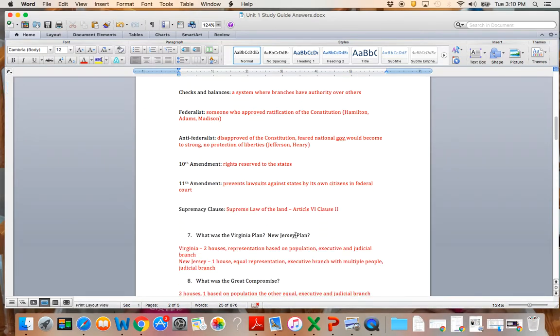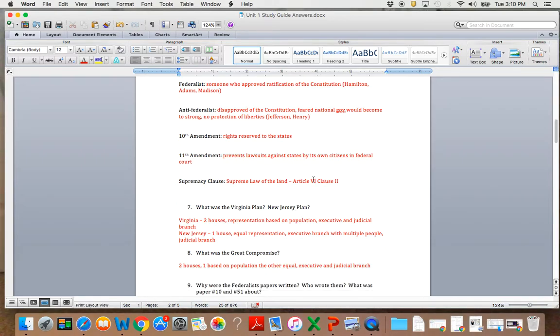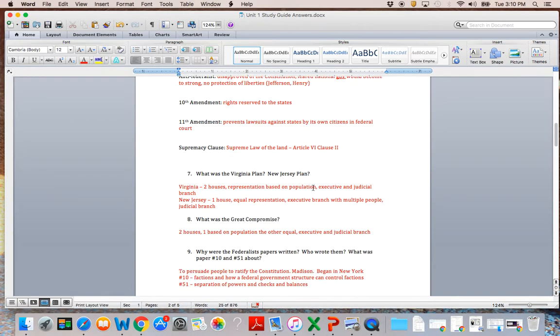The 10th Amendment leaves the rights reserved to the states. The 11th Amendment prevents lawsuits against states by its own citizens in federal court. The Supremacy Clause is found in Article 6, which says that the Constitution is the supreme law of the land.